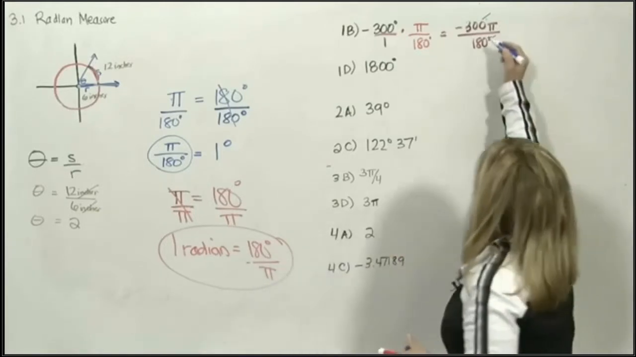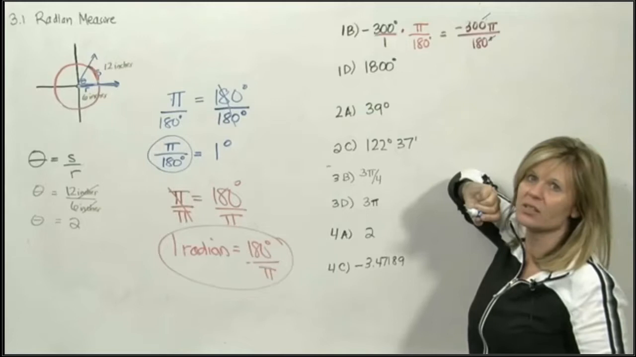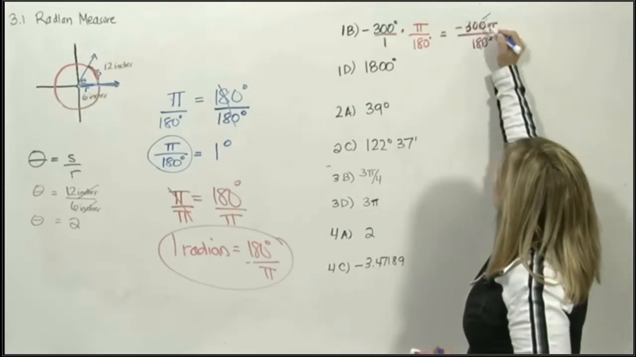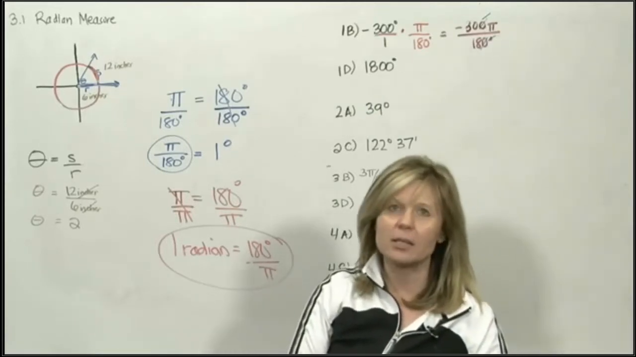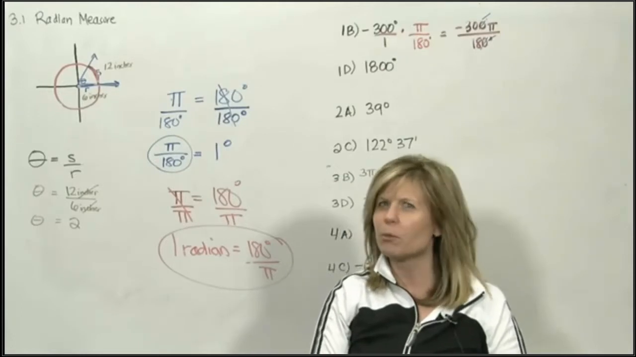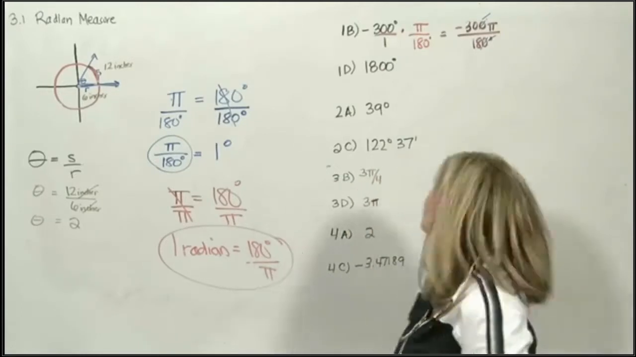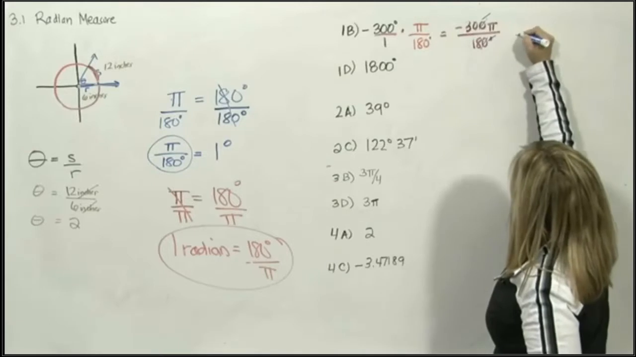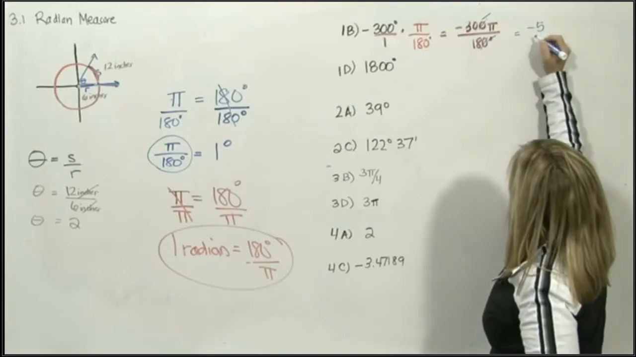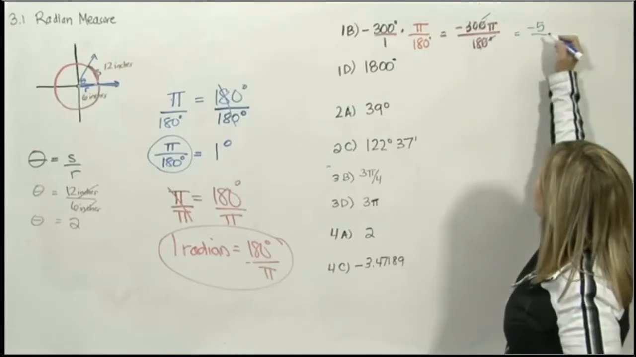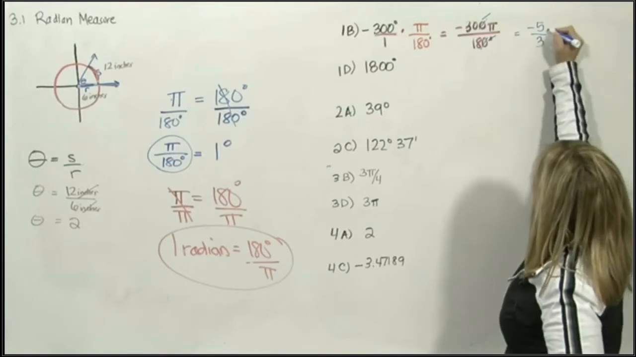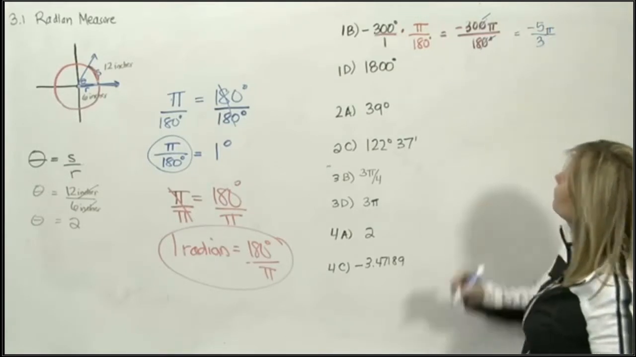So 300 and 180 both end in a 0, so I'll divide them by 10. So that gives me 30 over 18. 30 over 18 are both multiples of 6. So how many 6s go into 30? That would be 5, and it's negative 5. How many 6s go into 18? That would be 3. And then there's the pi symbol.